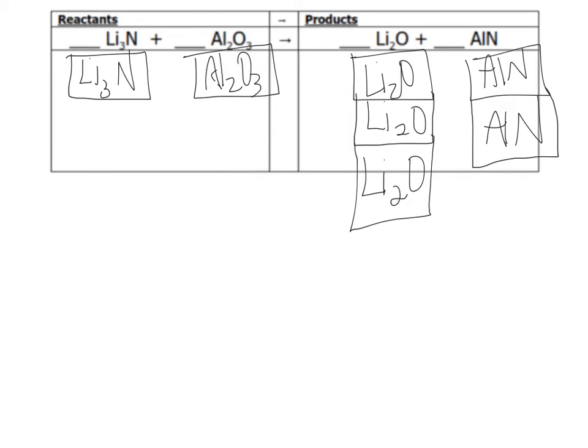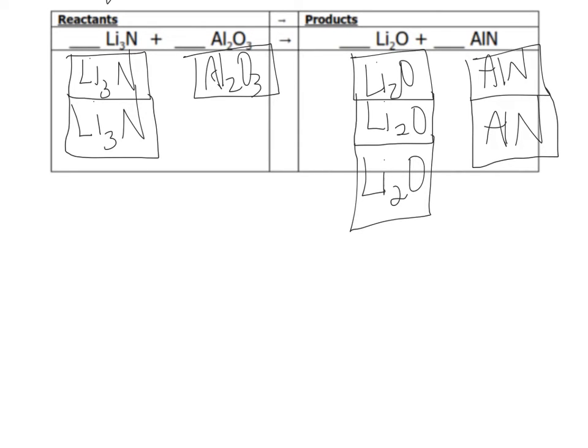I think I'll go ahead and balance Li next. Reactants have 3. Products now have 6. So I'm going to add another Li3N. Update my Li. Update my N. And I'm just going to start checking things off.